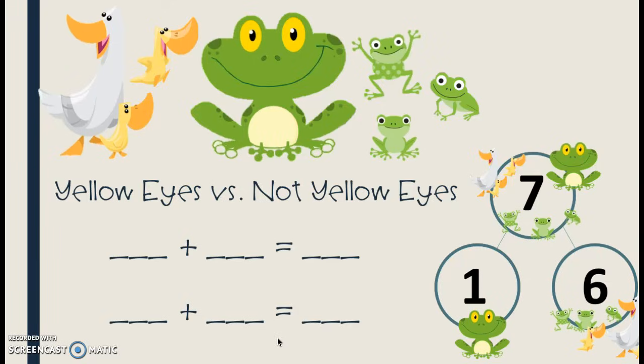Okay, so I said 1 animal with yellow eyes plus 6 without yellow eyes equals 7 animals altogether. Then I flip-flopped the parts around and I said 6 without yellow eyes plus 1 with yellow eyes equals 7 animals altogether. Oh my goodness, we're doing such a good job. I'm so proud of us.